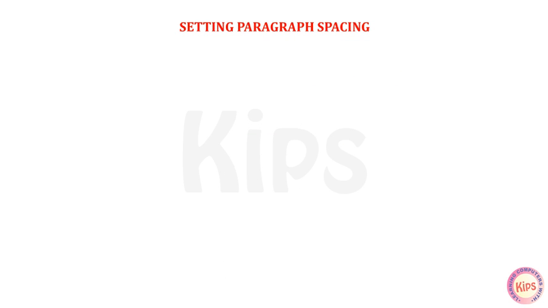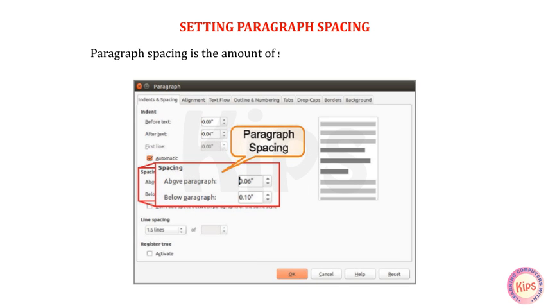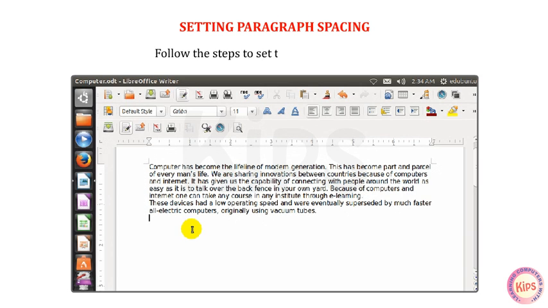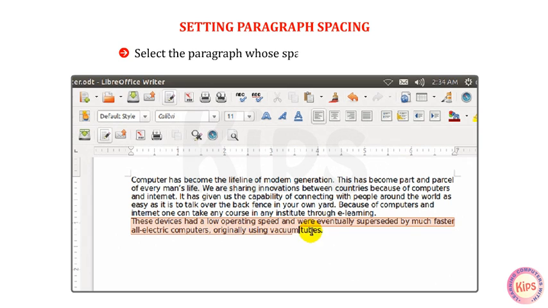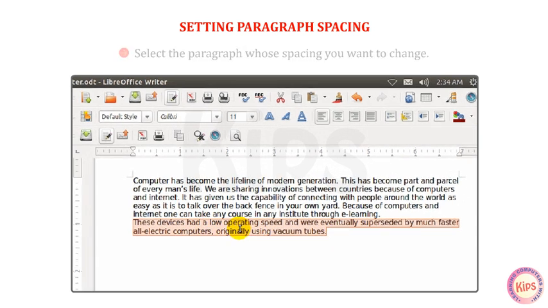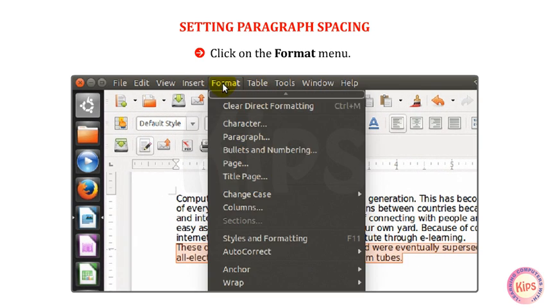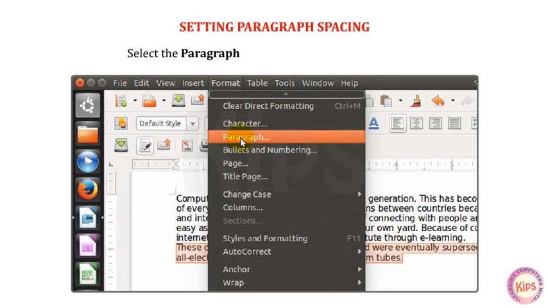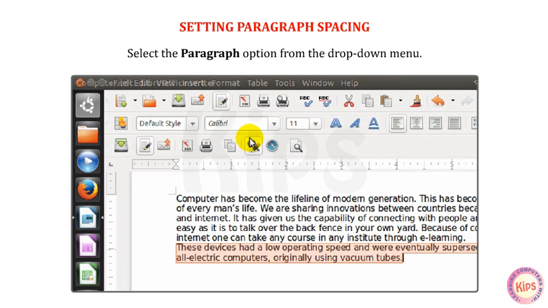Okay, let me tell you how to set paragraph spacing. Paragraph spacing is the amount of space above or below a paragraph. Follow the steps to set the paragraph spacing. Select the paragraph whose spacing you want to change. Click on the Format menu. Select the Paragraph option from the drop-down menu.